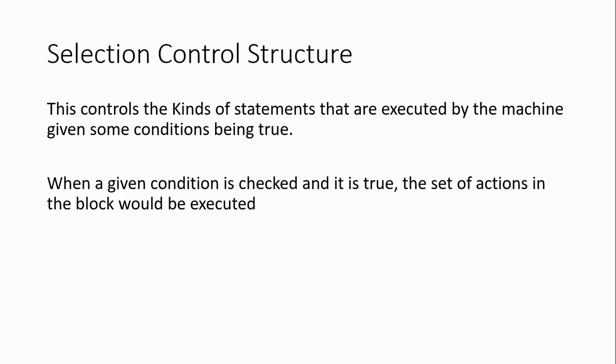So when a condition that is given is checked and the condition is true, the set of items that come inside the body of that particular selection control structure is what we are talking about. We will only do specific items provided something is true. If it's going to rain, take your umbrella. So we only take the umbrella out when it's going to rain.